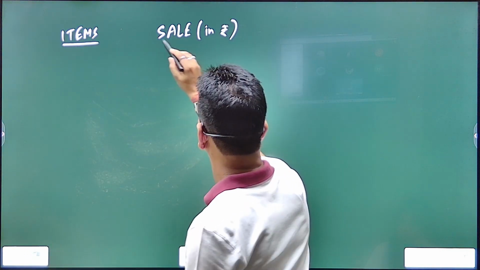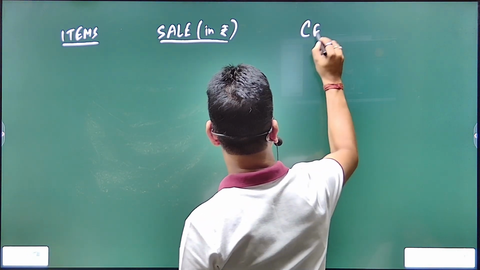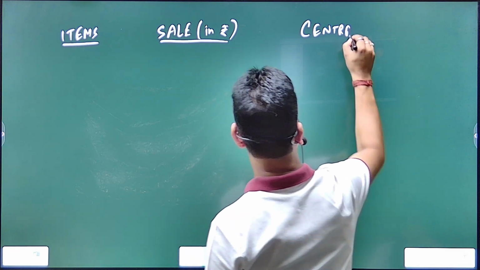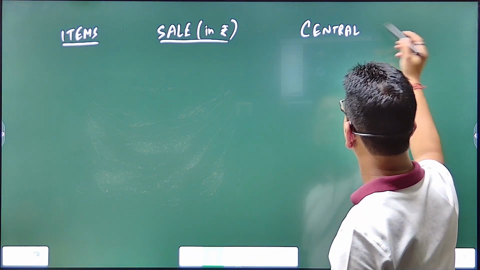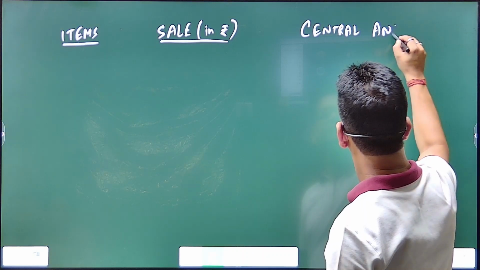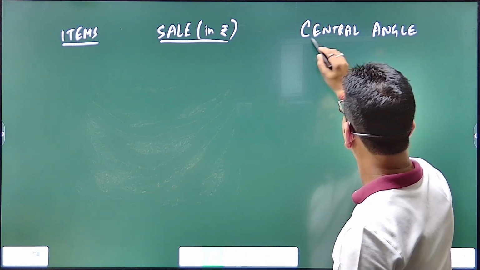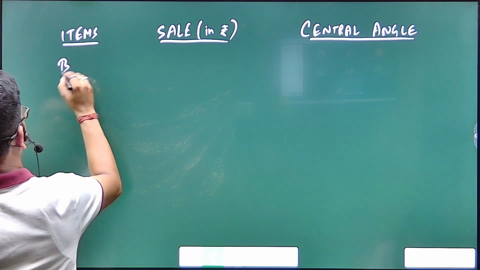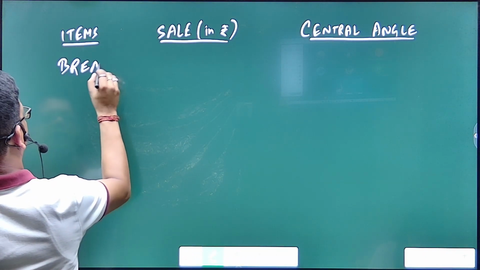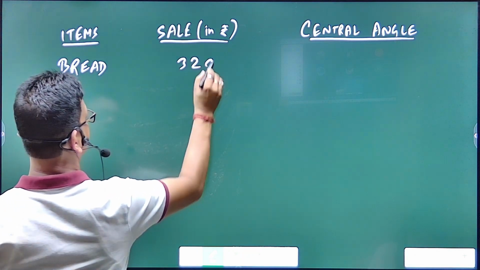And we are asked to find the central angle. Central angle is the angle that each of these items represents at the center of the circle. So central angle. Getting it? So let's try. Now, please tell me, the first one is bread, I think. Yes or no? I think it was 320 rupees. Correct? Second one?